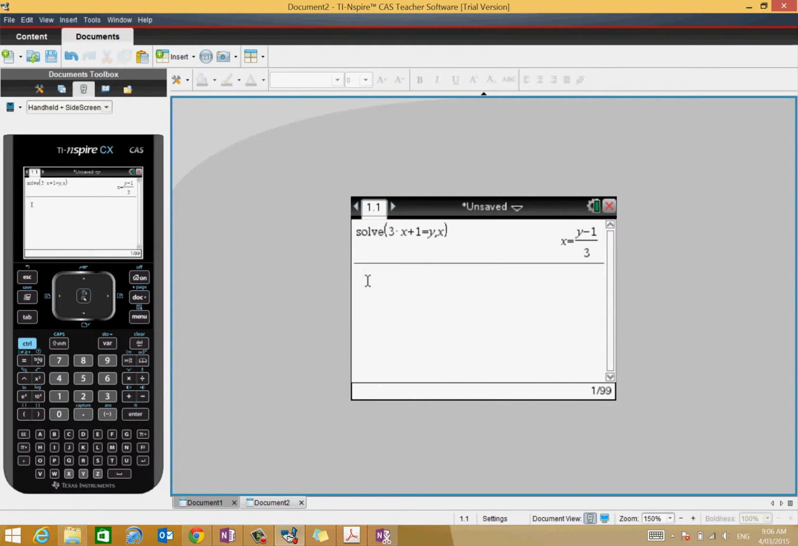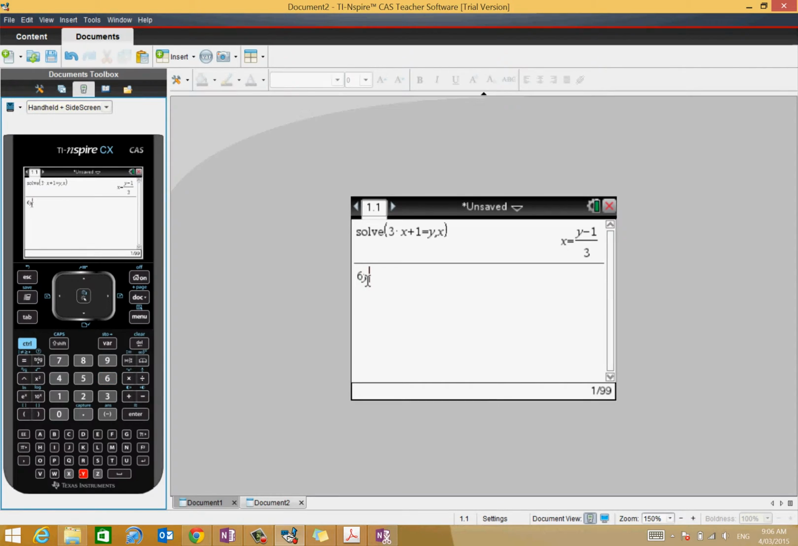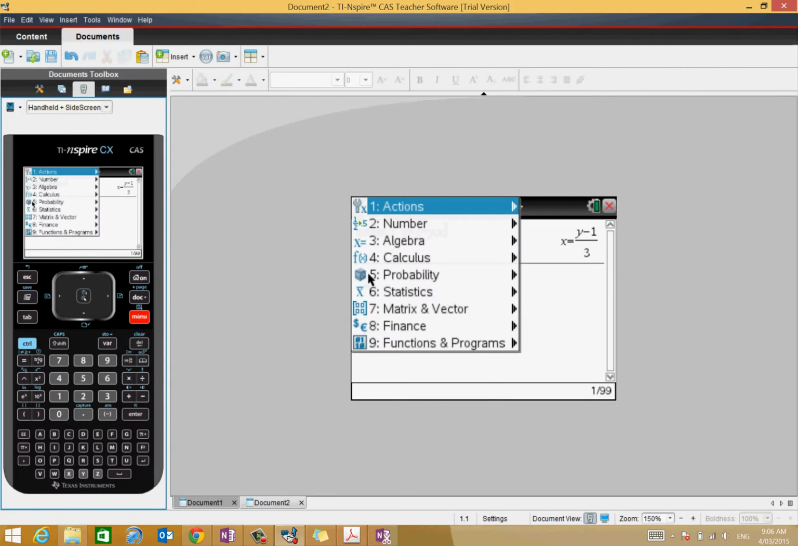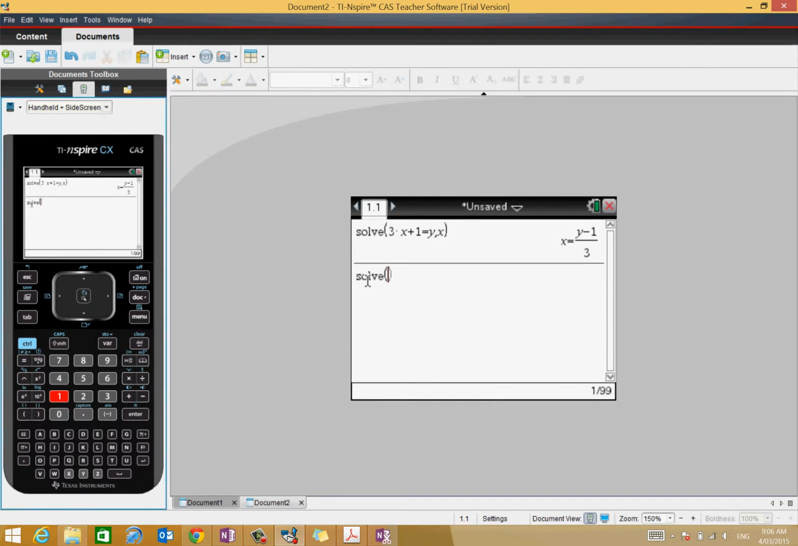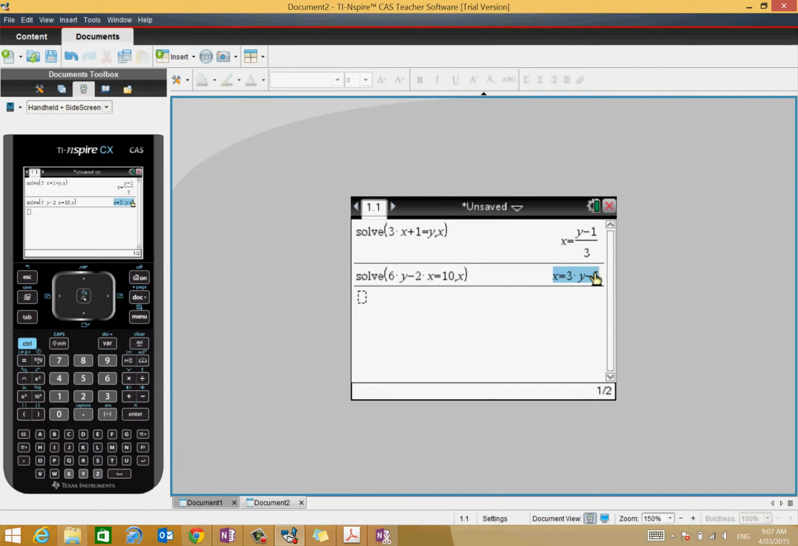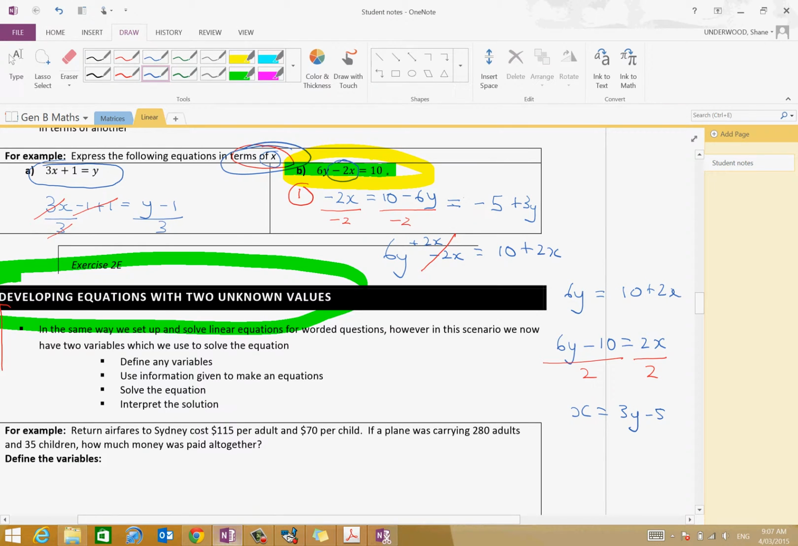You can go to 6y minus, we haven't solved anything, have we? So we go to menu 3, 1, solve, and we're going to do 6y minus 2x is equal to 10, and we're going to solve with respect to x, comma x. And we've got x is equal to 3y minus 5, which is what we have here.